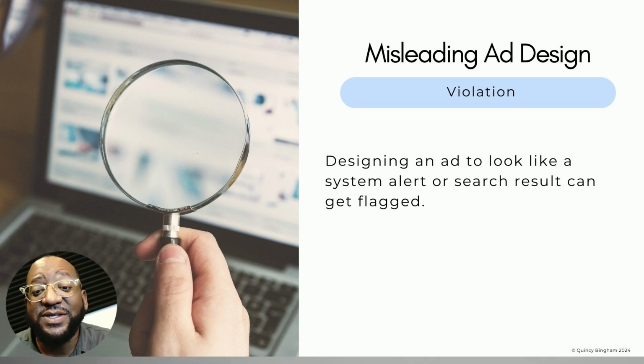An example of this violation would be creating an ad that looks like a system warning, making users think they need to click to fix an error. Another would be designing an ad that looks identical to a regular search result, causing users to click thinking it's not an ad at all. These designs blur the line between ads and content, and that's where the violation happens.